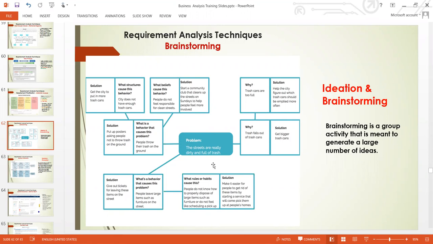Looking at this diagram, the problem here is that the streets are really dirty and full of trash. And there are so many brainstorming ideas here on how to tackle the problem of dirty streets. So let's look at one of these brainstormed solutions.